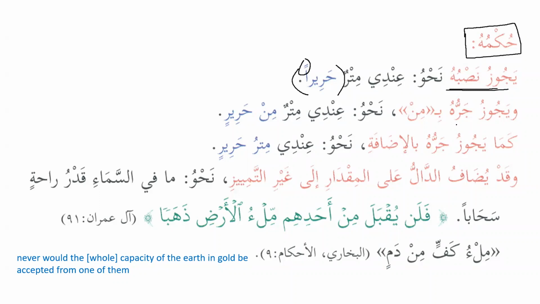Wa yajuzu jarruhu, however, it is possible for it to be majroor. How? Bimin, with the preposition of min. Nahwu indi mitrun min haririn, I have a meter of silk. So we can see over here that it is possible to be majroor. However, it has to be majroor with the preposition of min.